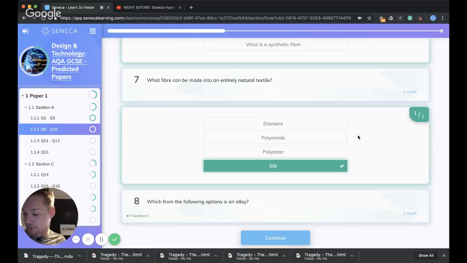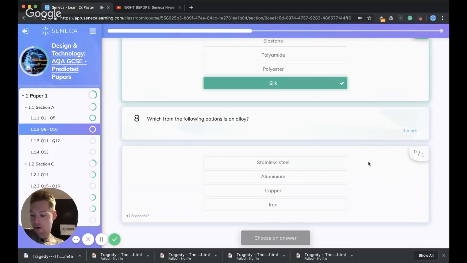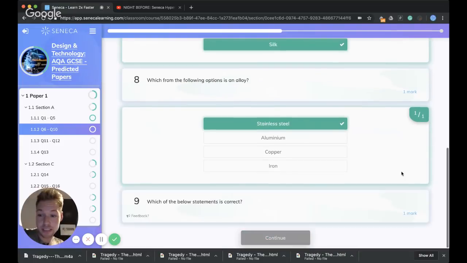Yes, silk is natural from silkworms. Really, really good job. Which of the following is an alloy? I just gave the definition for an alloy, so you should hopefully remember it's a mixture of two or more metals. That's what makes an alloy an alloy. Really good, Kai. It is stainless steel. That's iron mixed with stuff like carbon, and it makes it stronger.